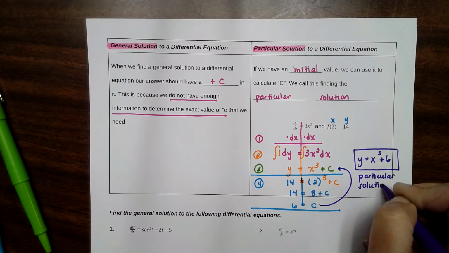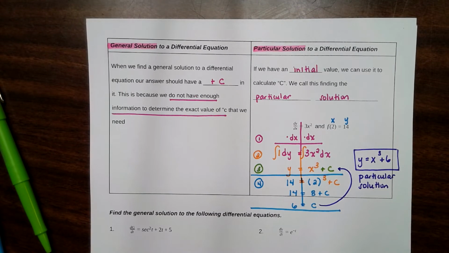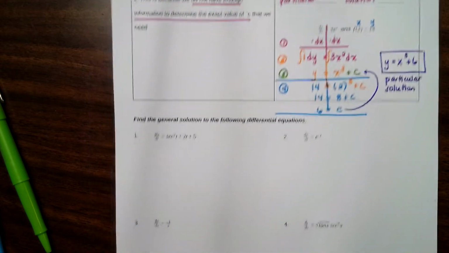Because instead of a c, we were able to determine the exact value that we would have needed to satisfy this differential equation. I'd like to go through a few more examples just to show you some of the different things that you might expect to see, and then we will do some practice problems when I see you again. So let's take a look at number 1 here.